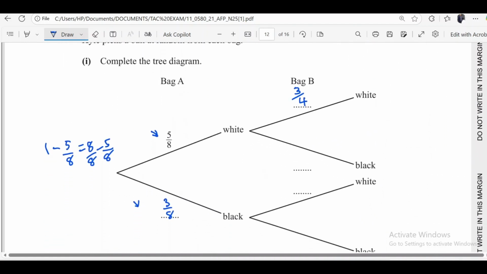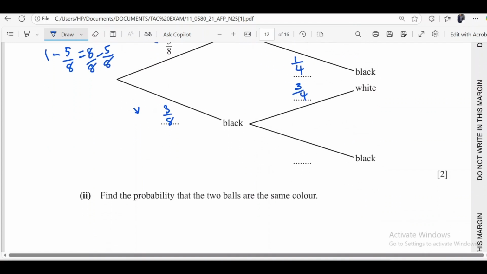Okay, since this sum will give us 1, coming down here we do 1 minus 3 over 4. That gives us 1 over 4 here. Of course, picking a white ball from bag B is 3 over 4, and picking black is 1 over 4. Okay, so that is done.